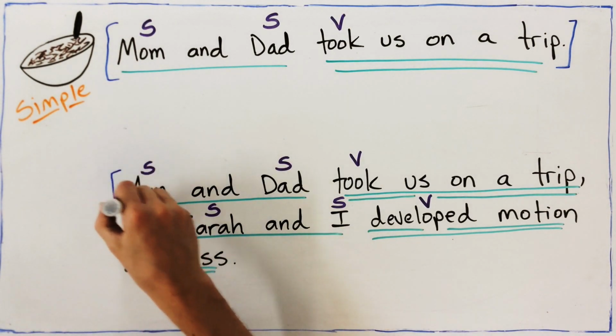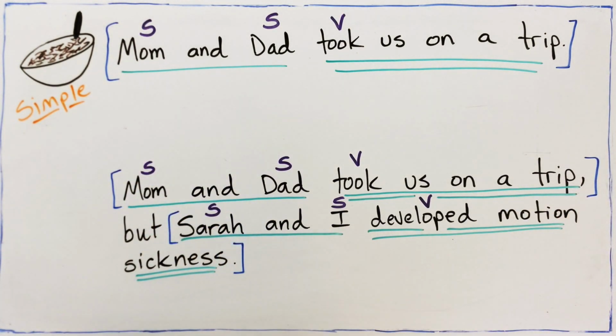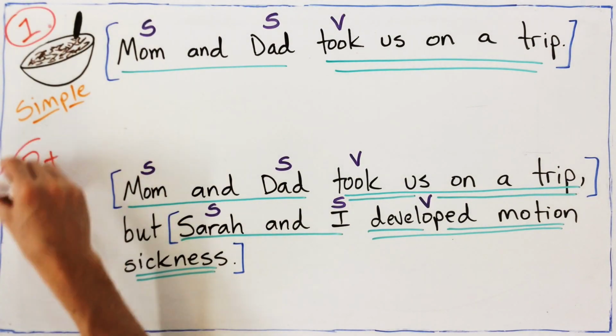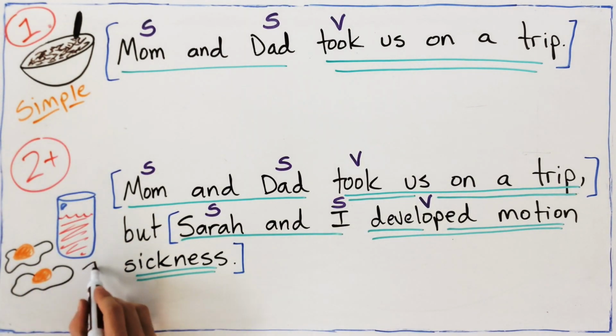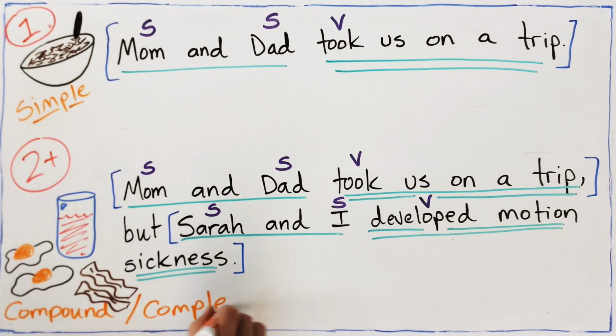We have two categories that a sentence with two or more clauses can fit into. While any sentence with one clause is simple, like a bowl of cereal for breakfast, any sentence with two or more clauses is compound, complex, or both. All you need to know for now is how to tell the difference between one or the other, and we'll start with compound sentences in this video.